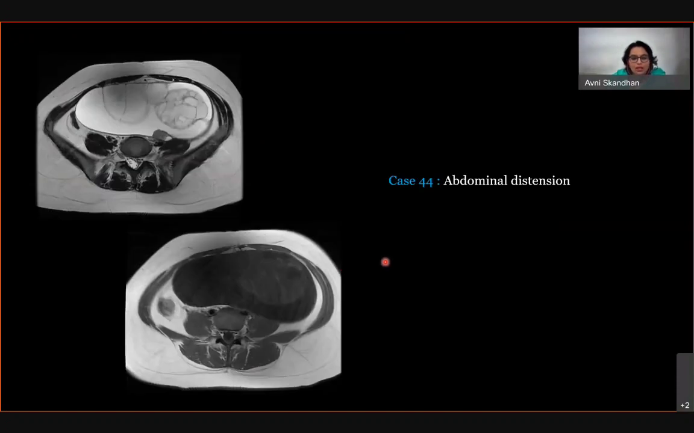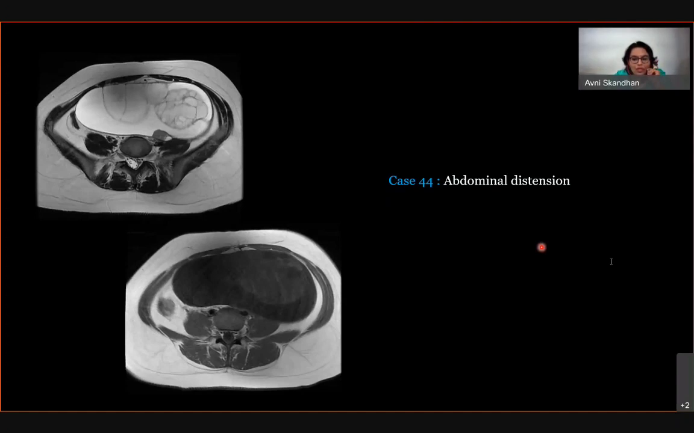Now, this is a large lesion that you're seeing in the abdomen. Abdominal distension was the patient's complaint. I just want to hear one type of, okay, tell me what do you think of this? Okay, I'll lead you. Yes, it's an ovarian lesion. It's a mucinous cystadenoma. Yes, very good. Again, I would like to take it further.